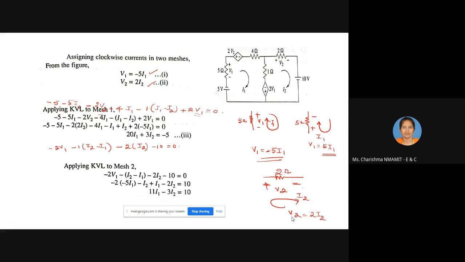Always check the equation you have written twice, because you will make mistakes in the signs. So cross verify your equation before solving it. Sometimes you will leave one of the components out. Before solving this, we verify the equations. The first equation is 20I1 plus 3I2 equal to minus 5, and 11I1 minus 3I2 equal to 10. That is the second equation.